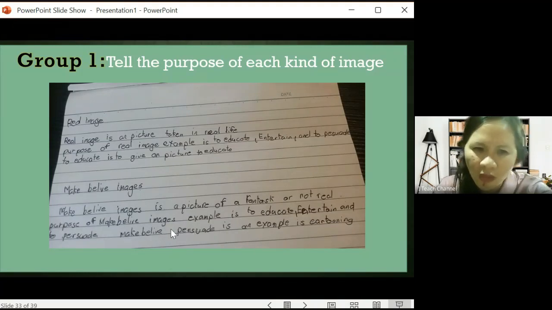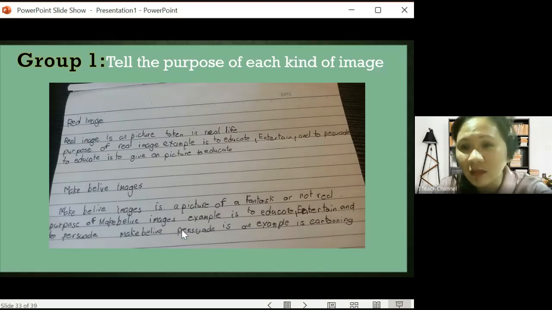Okay, we are going to erase this. An example of make believe that can persuade is cartooning. Okay? All right, but all in all, the group one score is very great. Okay, good job. Good job, group one. Now let's go to group two.